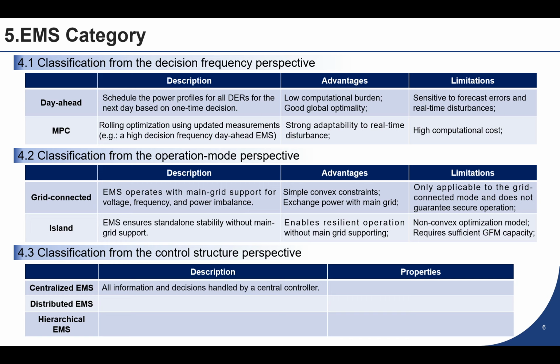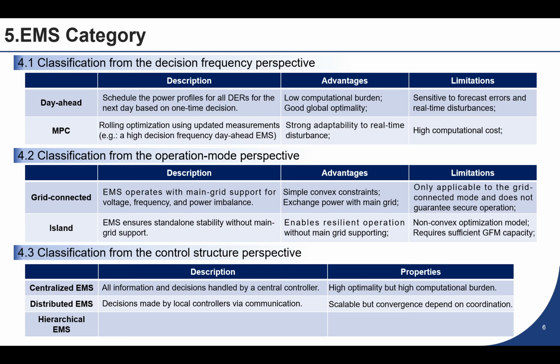In centralized EMS, all information and decisions are handled by a single central controller. This structure achieves high optimality but suffers from heavy computational burden and communication requirements. In distributed EMS, decisions are made by multiple local controllers through communication. It's scalable, but its performance relies heavily on effective coordination of each part.